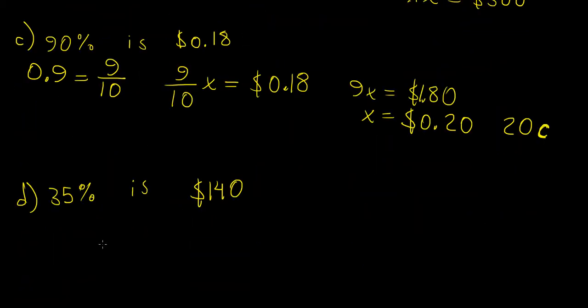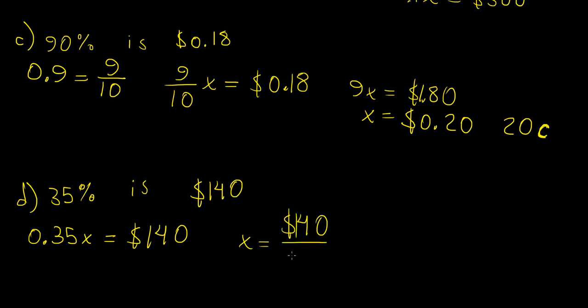And now for the last one, we're going to do 35%. So in this case, I'm just going to represent it as a decimal. So 0.35 of X is going to be equal to $140. And then we're going to have X is going to be equal to 140 over 0.35. And I'm going to put that in my calculator, and that's going to give me the value $400.